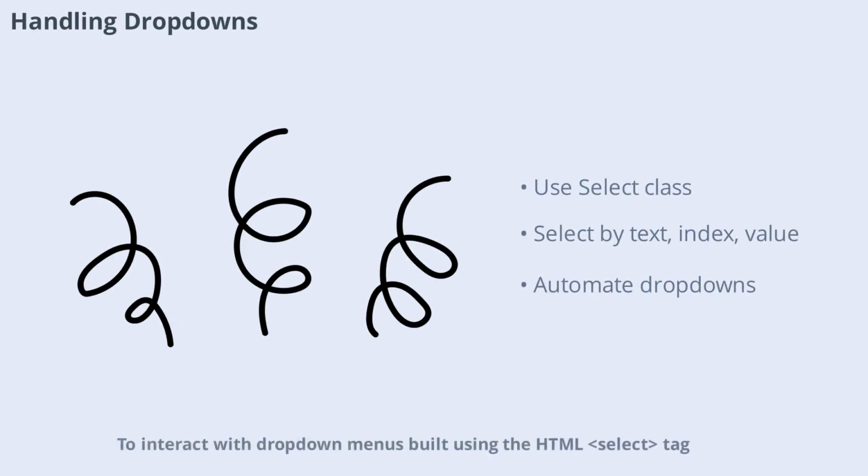To interact with drop-down menus built using the HTML select tag, Selenium provides the Select class. You can select options by visible text, index, or value. This makes it easy to automate form submissions and other workflows involving drop-down selections.